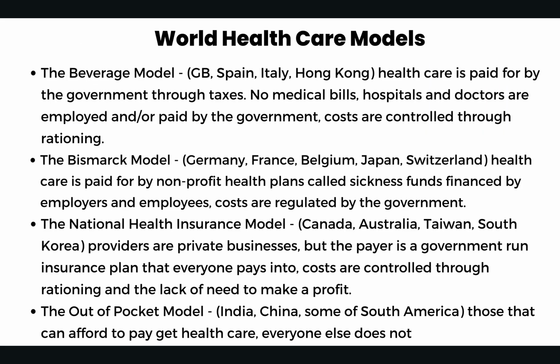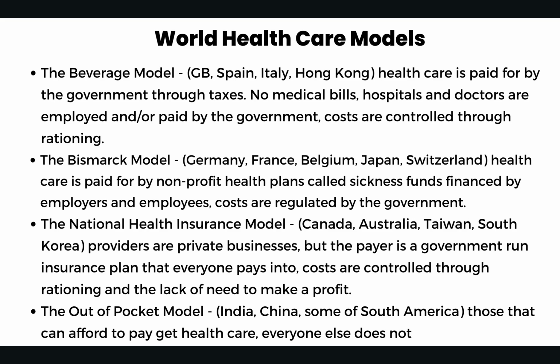This is a look at other world healthcare models. So what do other countries do? In Great Britain, Spain, Italy, and Hong Kong, healthcare is paid for by the government through the taxes. There are no medical bills. Hospitals and doctors are employed or paid by the government, and costs are controlled through rationing, which means that the government decides what services are available and what services are not available.